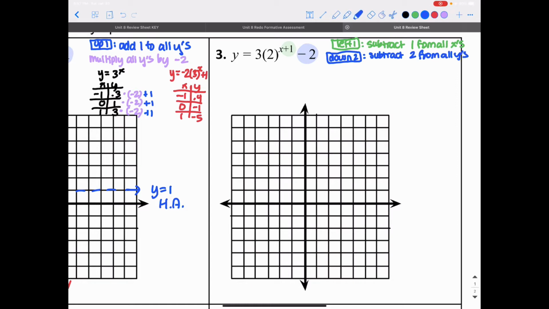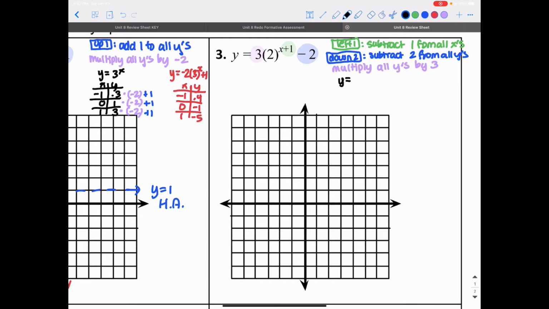And then the coefficient here tells me that it affects my y values. I'm multiplying all y's by that number in front, which is 3 in this case. I'm starting with my parent function.